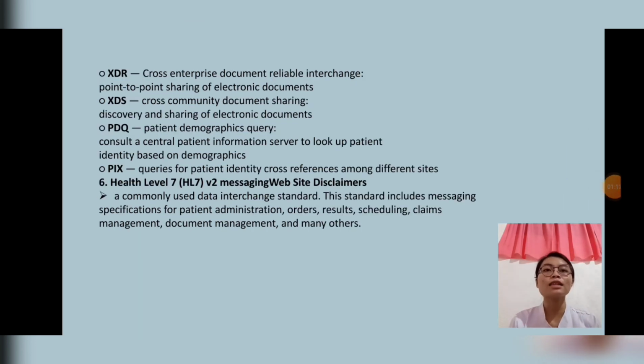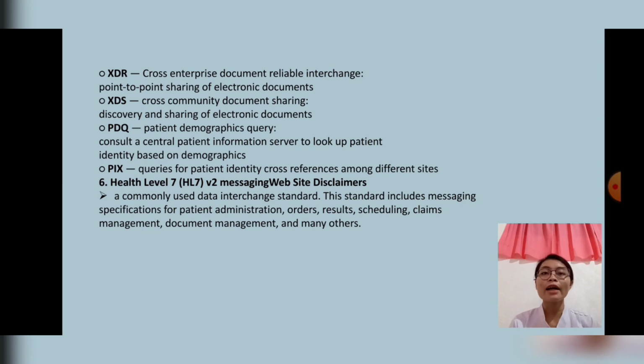XDR stands for Cross-Enterprise Document Reliable Interchange, so point-to-point sharing of electronic documents. XDS stands for Cross-Enterprise Document Sharing, so discovery and sharing of electronic documents. PDQ stands for Patient Demographics Query, so consult a central patient information server to look up patients' identity based on demographics. Next is PIX, which stands for Patient Identifier Cross-Referencing, queries for patient identity cross-references among different sites.